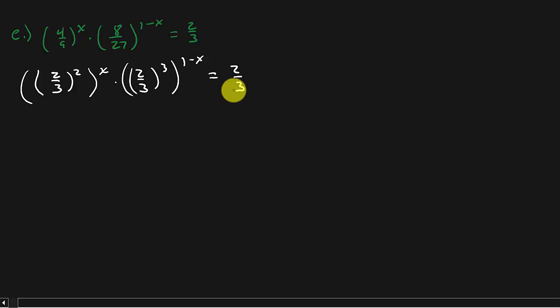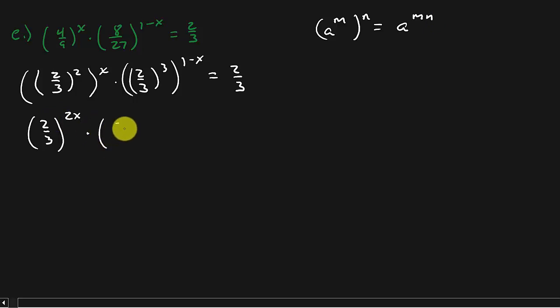So it looks like we're going to be able to get like bases. We're going to be able to get the same base of 2/3. And so this is going to be 2/3 to the what? Now remember, you've got that property that says a to the m raised to the n is a to the m times n. You multiply the exponents. So that would be 2/3 to the 2x times 2/3 to the 3 times 1 minus x equals 2/3.